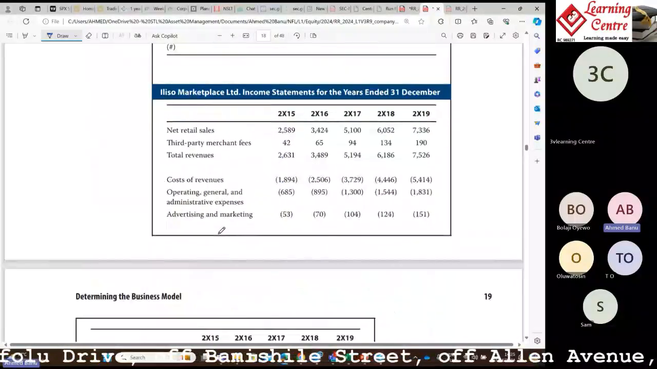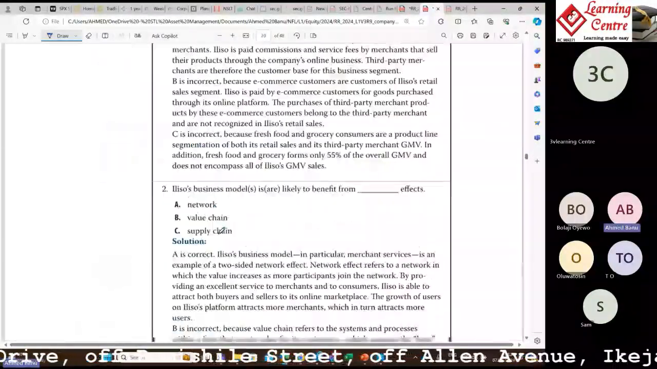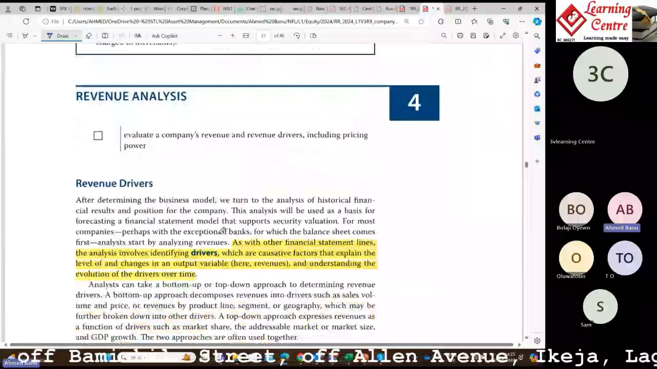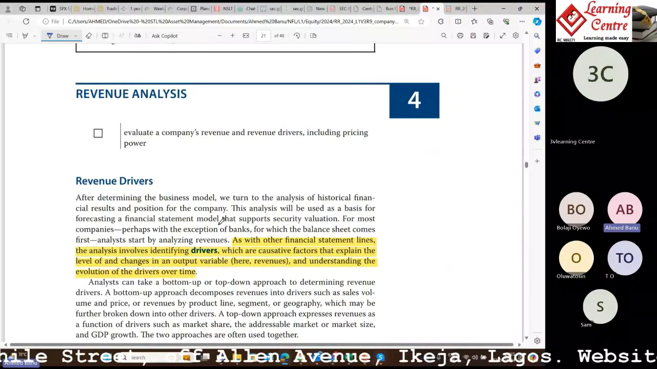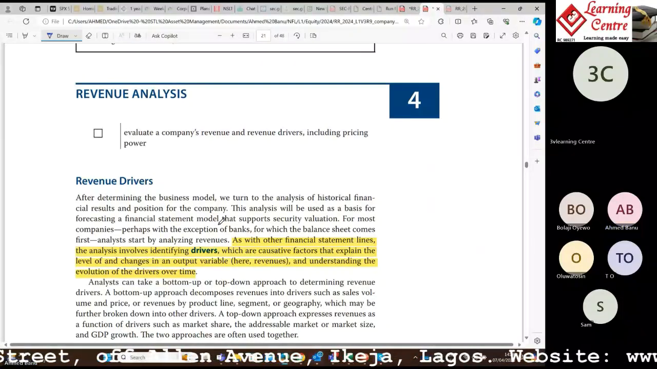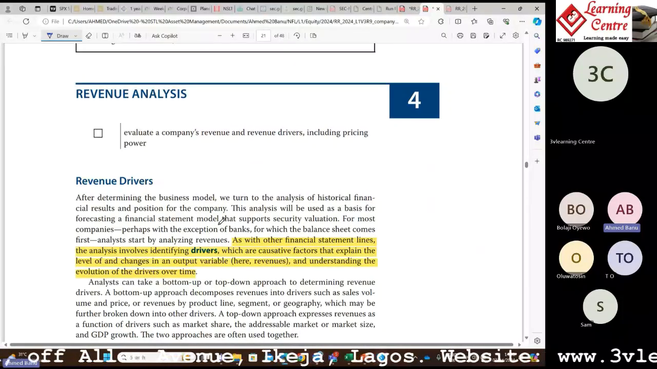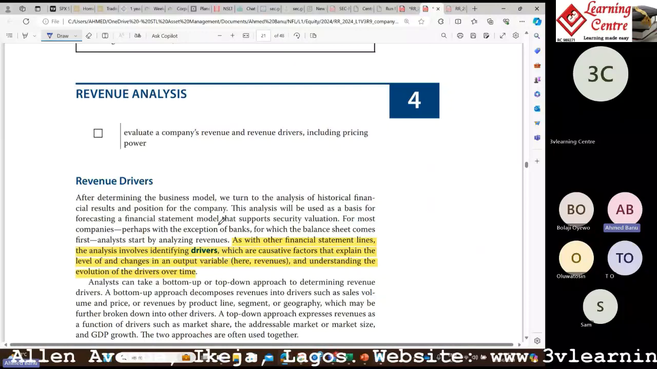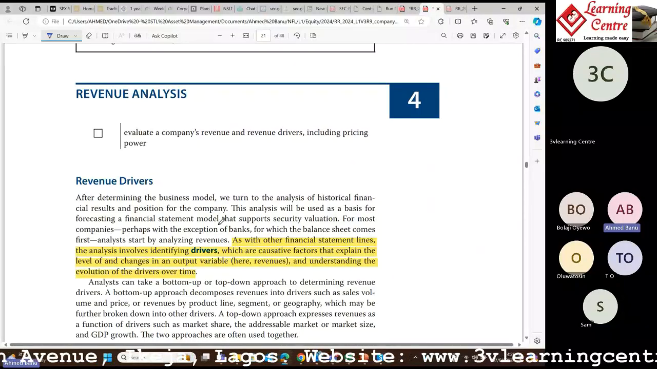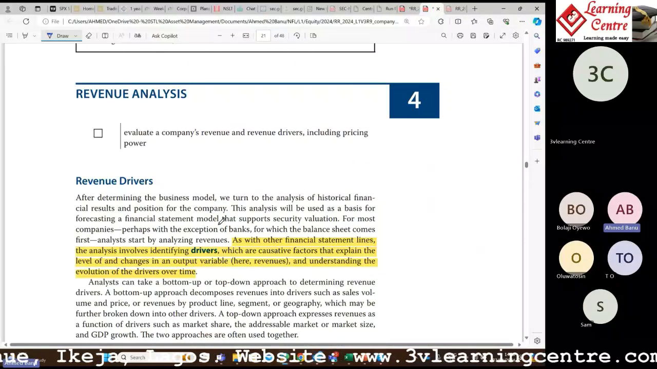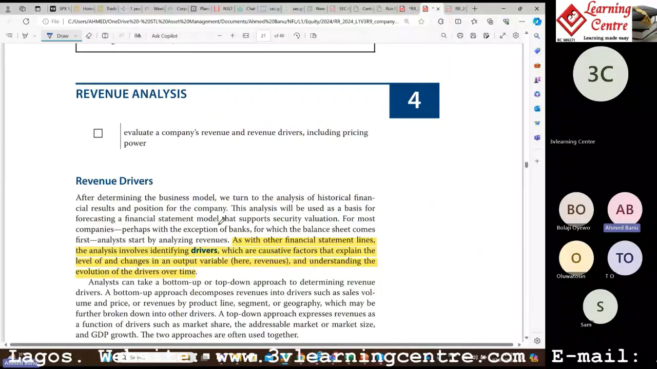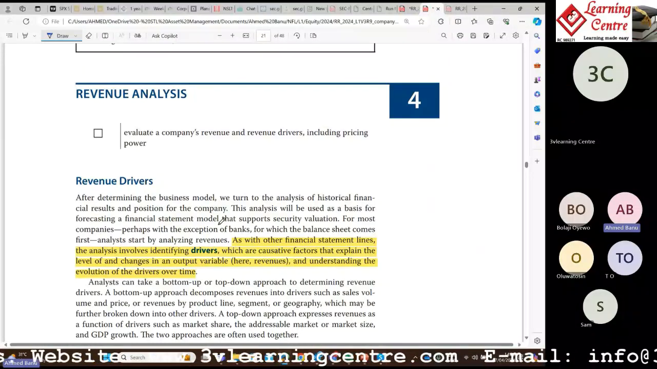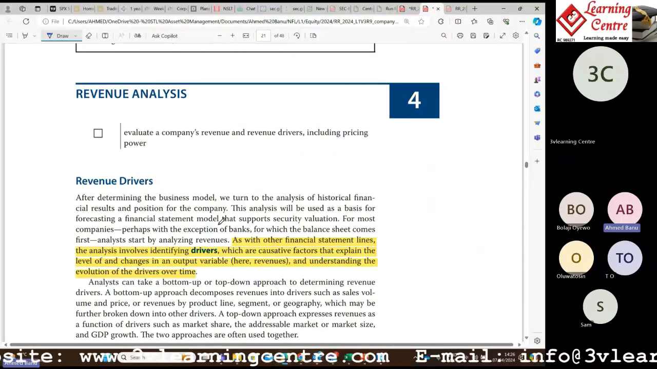But that's basically everything on business model. Business model is just understanding the basics. What does the company do? How does the company operate? What products and services does it offer? Who are its target market? How does it price within that market? Then where does it source? Where does it get its resources from?